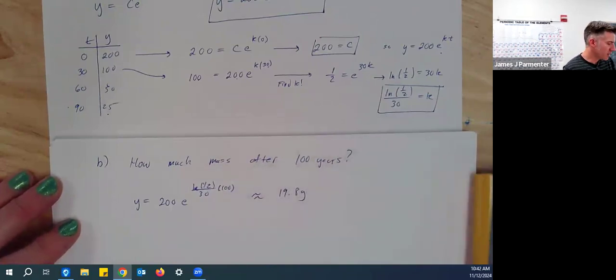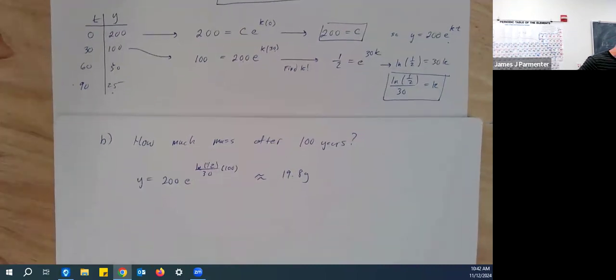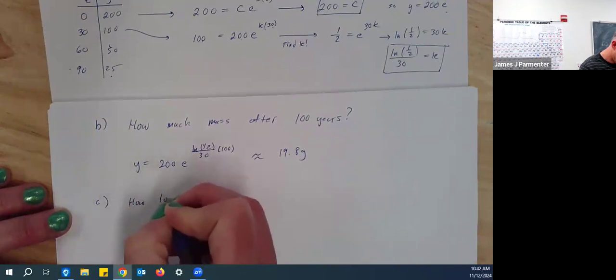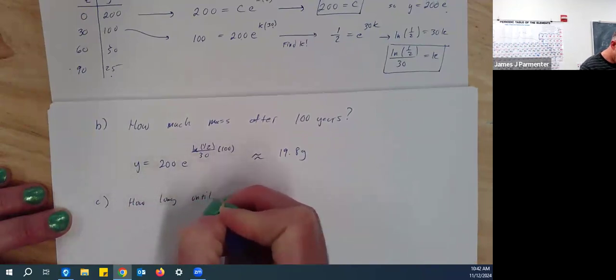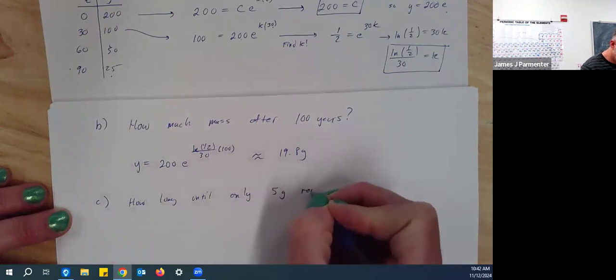Cool. The other type of question we often ask is, instead of how much will we have after so many years, we ask how long until we get such and such an amount. So these are the very standard exponential growth and decay questions. The other one here, let's see, right, how long until only 5 grams remain?